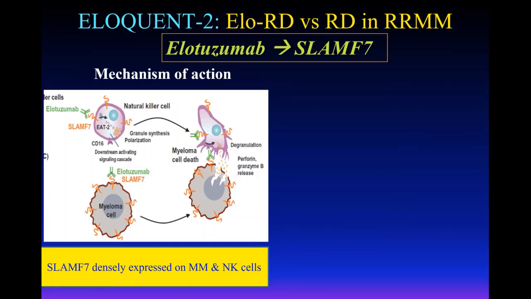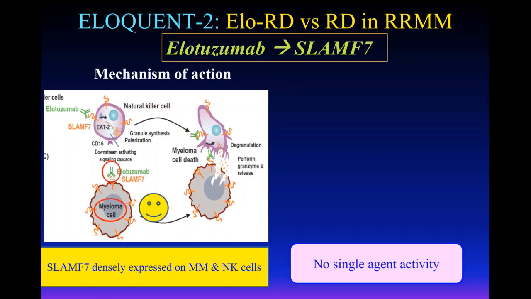So the mechanism of action is that Elotuzumab is an antibody binding to the SLAMF7 on myeloma cells. It does nothing. It just sits there. There is no single agent activity at all. But when the Elo binds to the SLAMF7 on the NK cells in the same patients, that will activate NK cells, and the activated NK cells will separate.